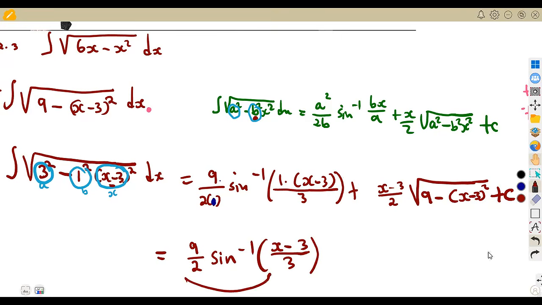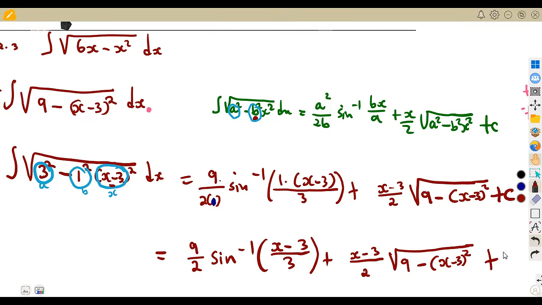It has no access to this. It cannot be multiplied, right? The rest remains as it is. It's already in simplest form. x minus 3 over 2. The square root of 9 minus x minus 3 squared. Like this. Plus the constant of what? Of our integration. This is what you were supposed to have at the end of your simplification.